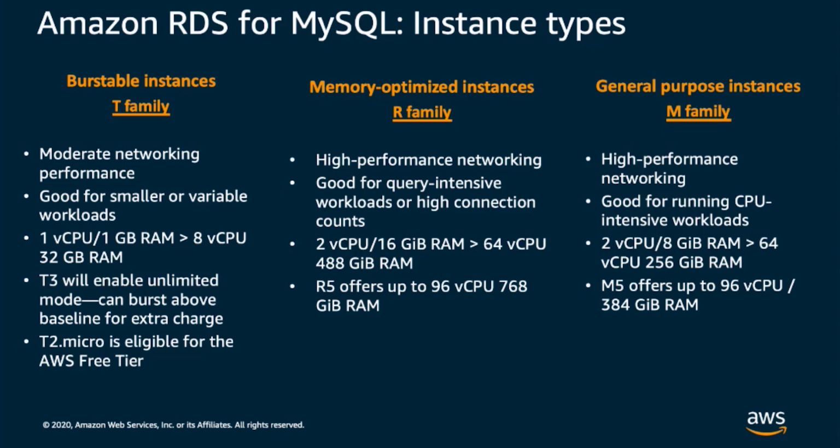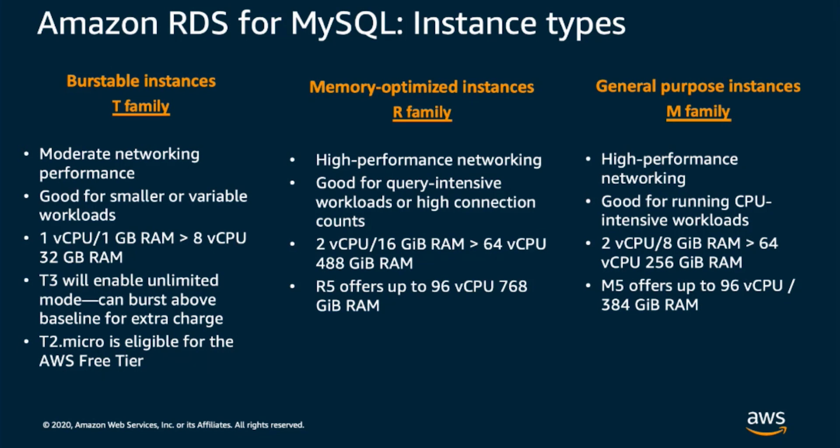The next 2 families of instance types are typically used in production use cases. They're really good instances that provide you with high performance network, and they're good for compute intensive database workloads, right? In the memory optimized instances family, they come from 2 CPUs up to 96 vCPUs, and 16 gigs of RAM up to 768 gigs of RAM.